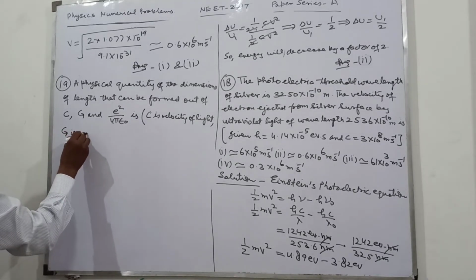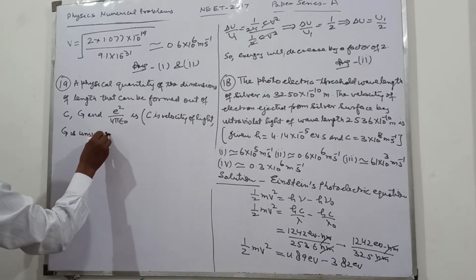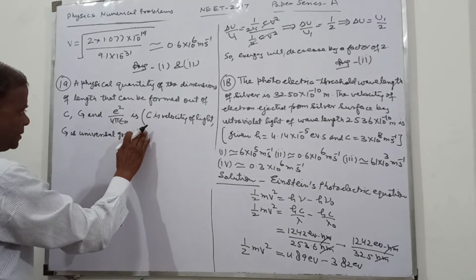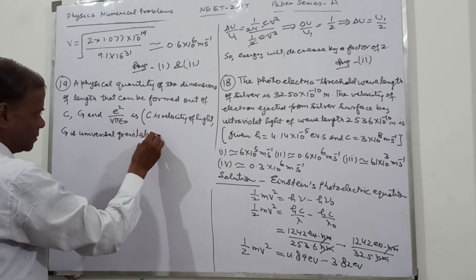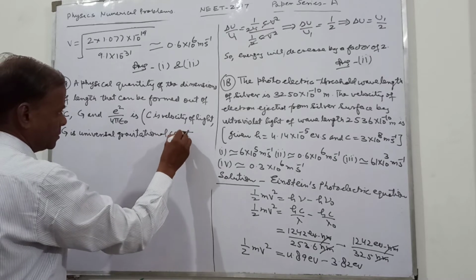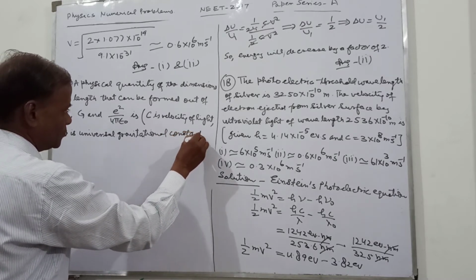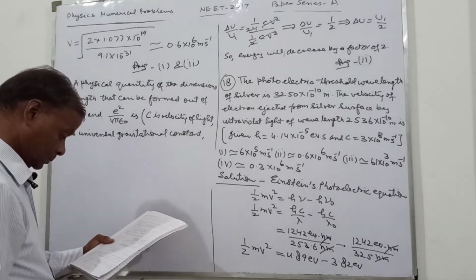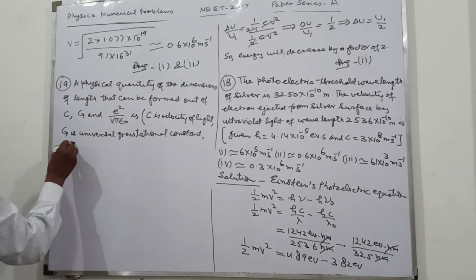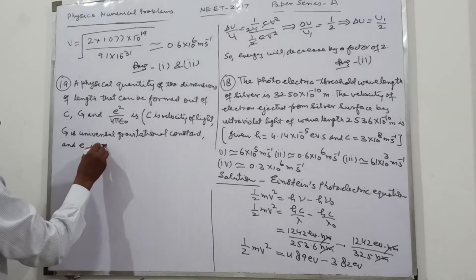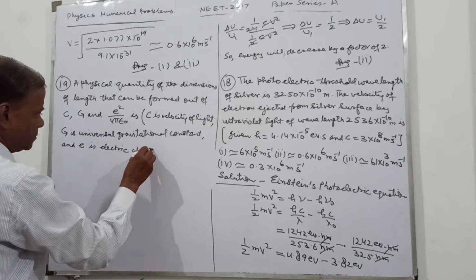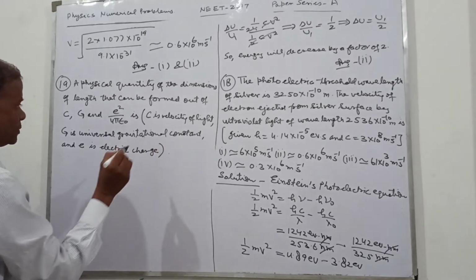G is the universal gravitational constant, and e is the electric charge. This is given to us.